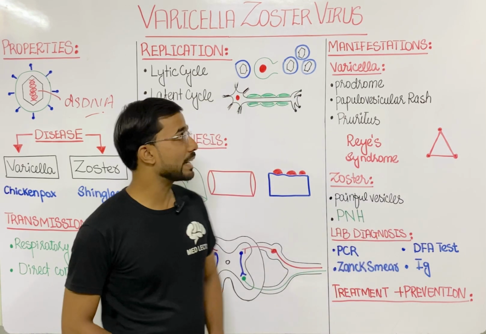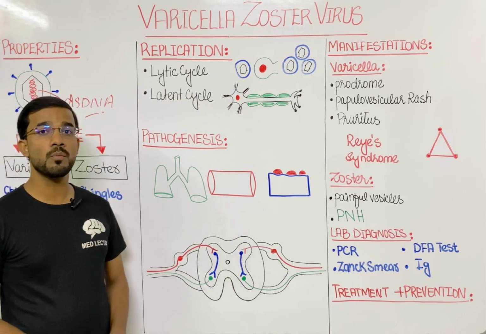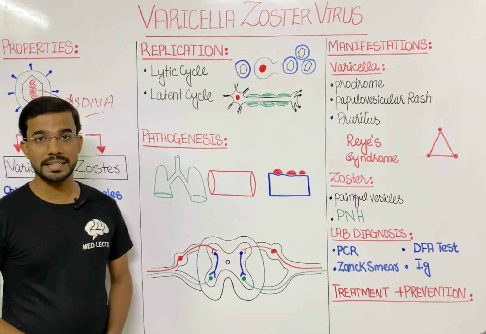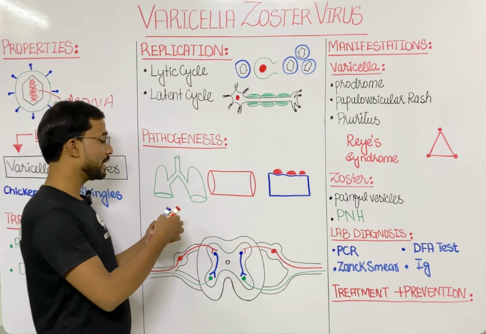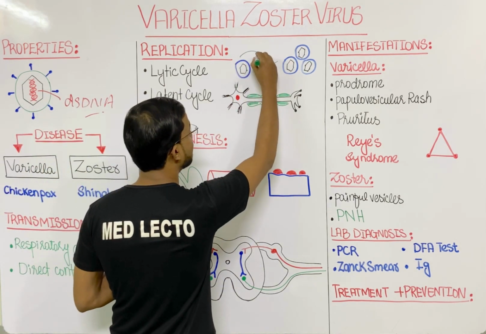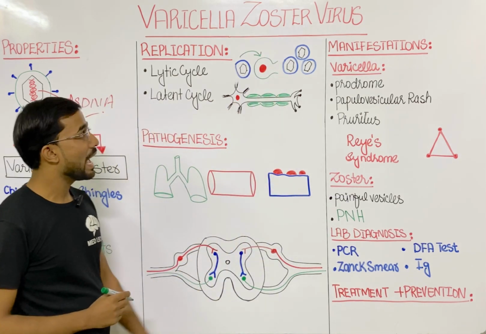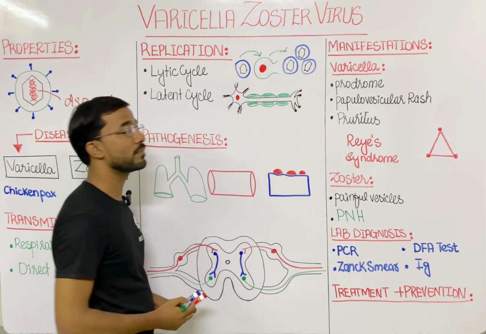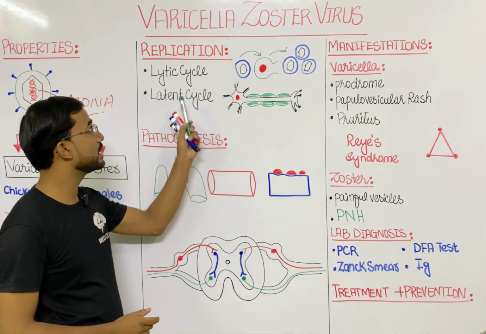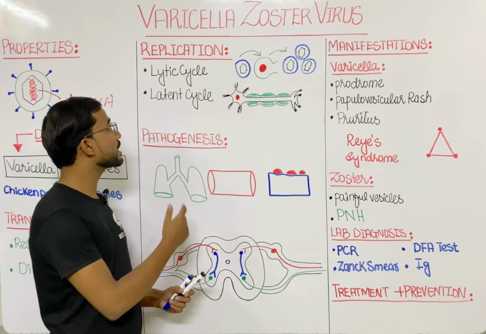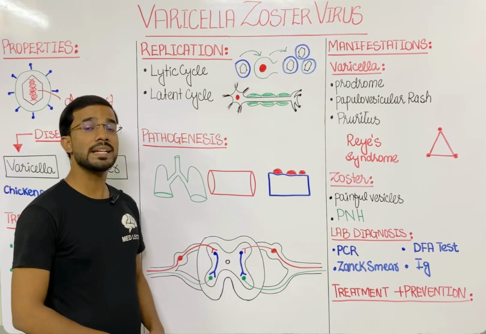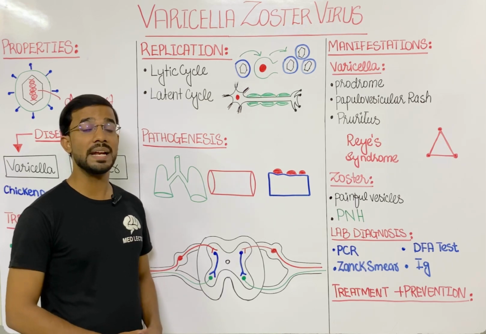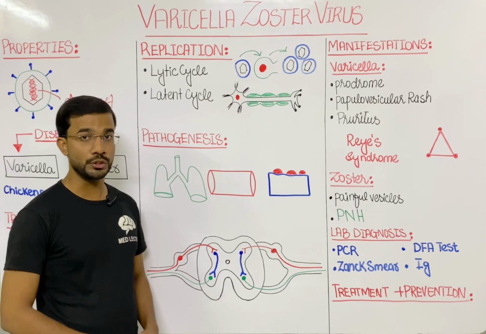Okay, if we look at the replication, you will see the two most important cycles of the virus, lytic cycle and the latent cycle. In the lytic cycle, the virus will infect the cell, and after that you will see the formation of different replicas of the virus. That is actually the lytic cycle. And next is the latent cycle. In the latent cycle, you will see varicella zoster virus become latent in the nucleus of the neuron.